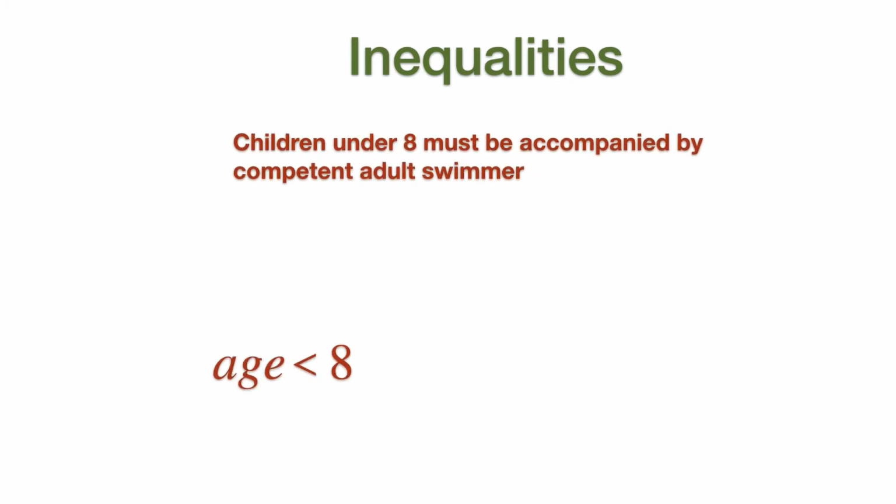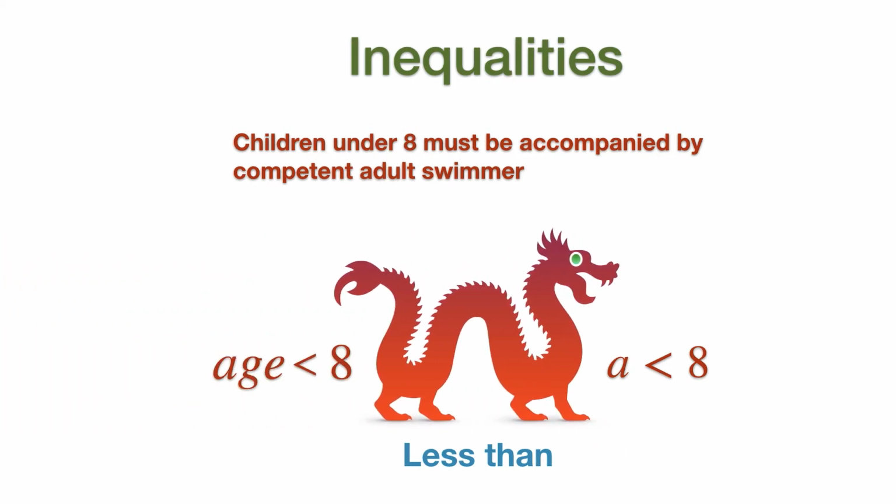In maths, we love shortcuts and abbreviations. This is because it helps us to avoid writing long sentences and we can work much more efficiently. For example, the statement that children under 8 must be accompanied by a competent swimmer can be abbreviated to age less than 8, where this symbol represents less than. We can go even further by denoting the age with a letter A and write this statement as A less than 8. The inequality symbol in this case is akin to a hungry dragon trying to eat the larger number.